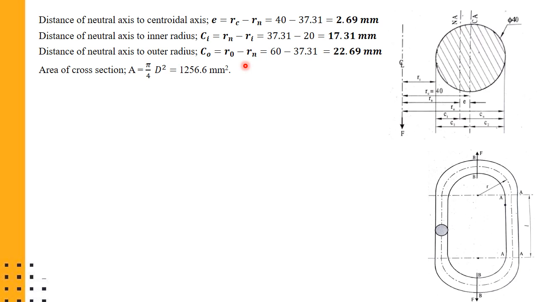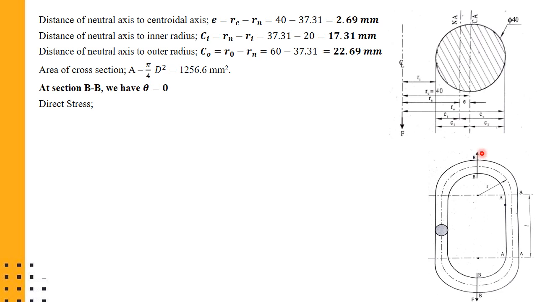Next you find out the area of cross section. For a circular cross section it is pi by 4 d square. Substitute d, that is 40 mm. So you can get the area of cross section. Next, as usual, similar to the previous procedure on the closed ring, we'll consider two sections. First, we'll consider the section BB, which is at theta equal to 0, acting along the line of action of load.